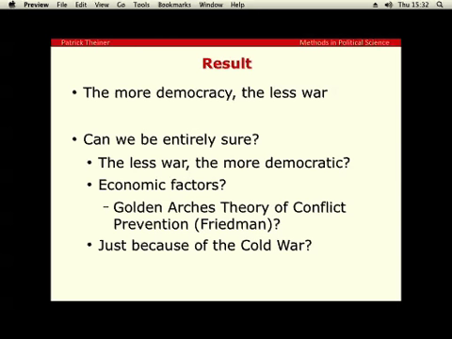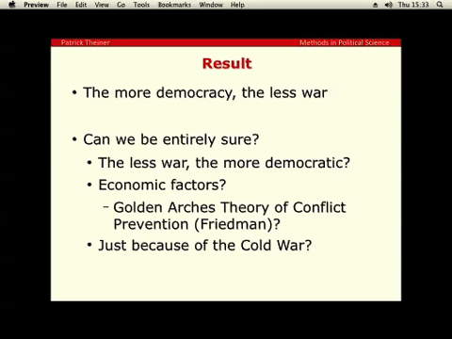Or maybe this is just purely based on economic factors. Because states have gotten ever wealthier, maybe they're less likely to fight a war. This has also been famously called the Golden Arches theory of conflict prevention. Think of it like this: two countries that have a McDonald's franchise are not going to go to war with each other. A clever guy called Thomas Friedman came up with that example. And he's pretty much 99% right.